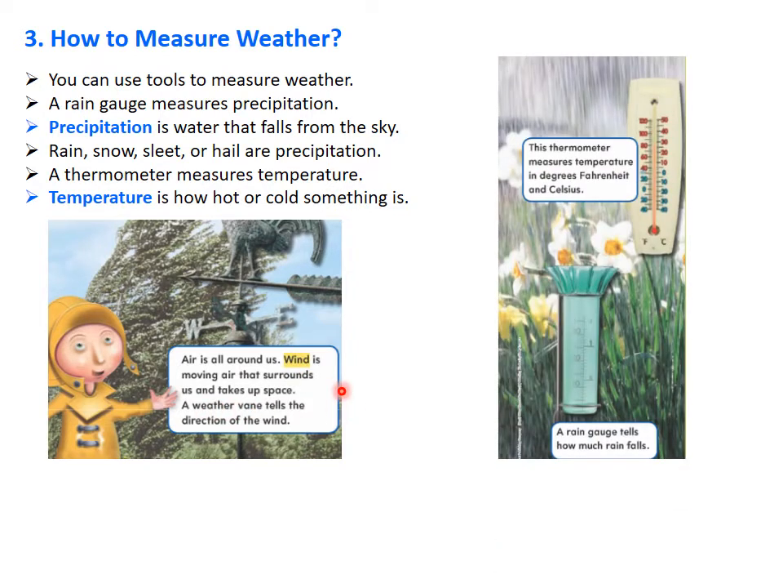In the second picture, we can see that we have a thermometer and a rain gauge. This thermometer measures temperature in degrees Fahrenheit and Celsius. A rain gauge tells how much rain falls.